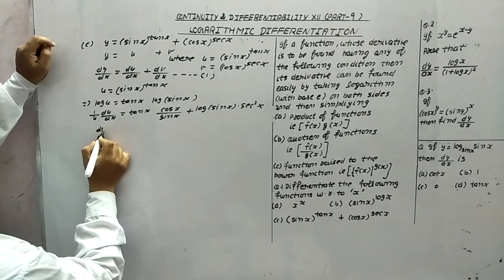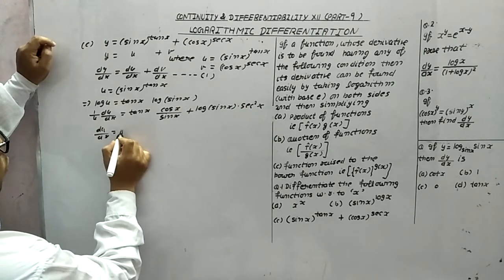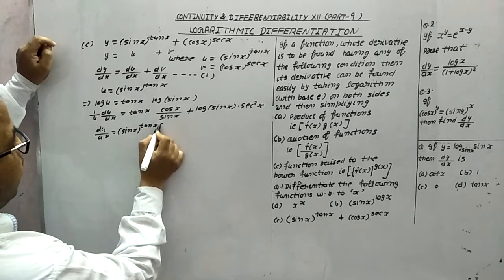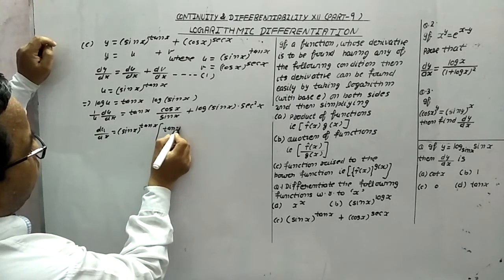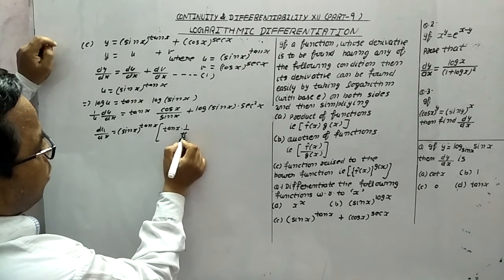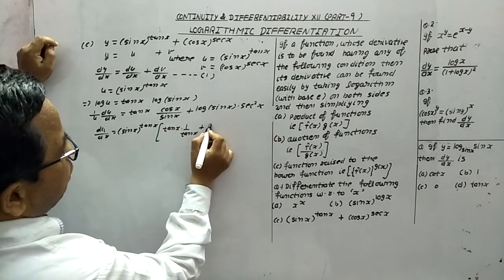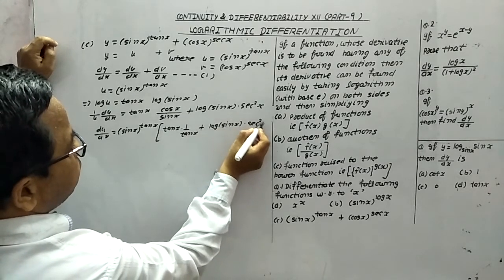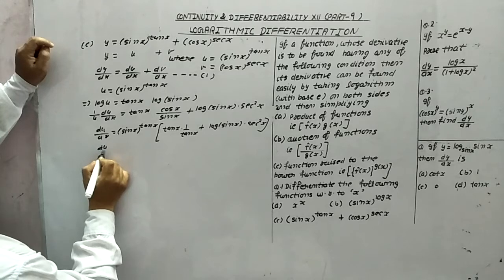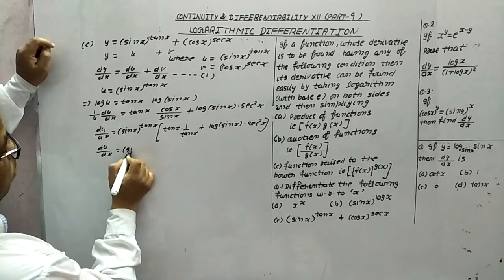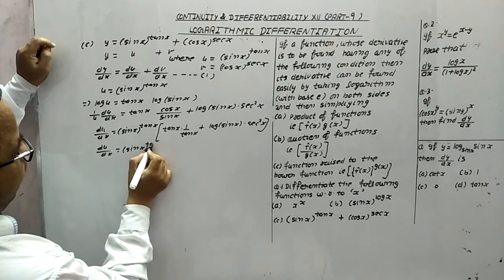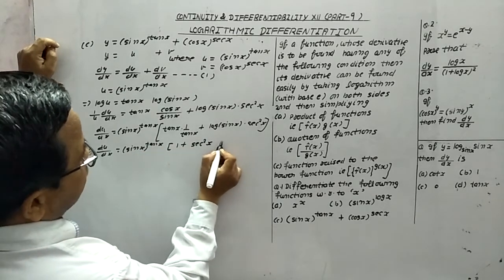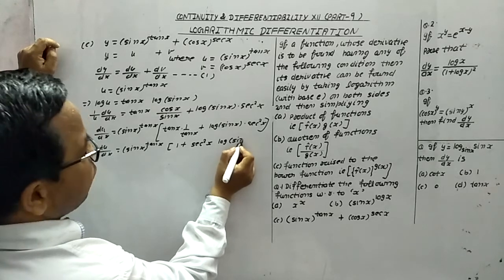It means du by dx is equal to, substitute the value of u, (sin x) whole raised to power 10x, and this becomes 10x into cot x. Cot x means 1 upon 10x, and then plus log sin x into sec square x. It means this becomes du by dx is equal to (sin x) raised to power 10x, and this is 1 plus sec square x, and this is log sin x. This is the first part.